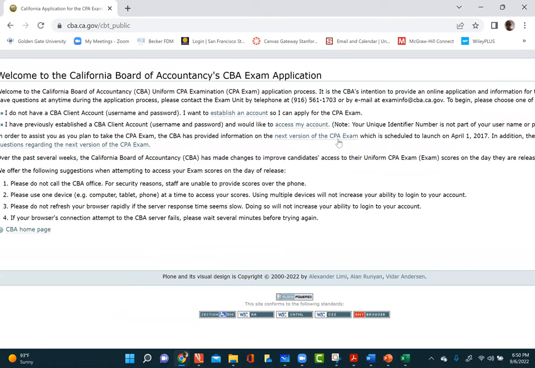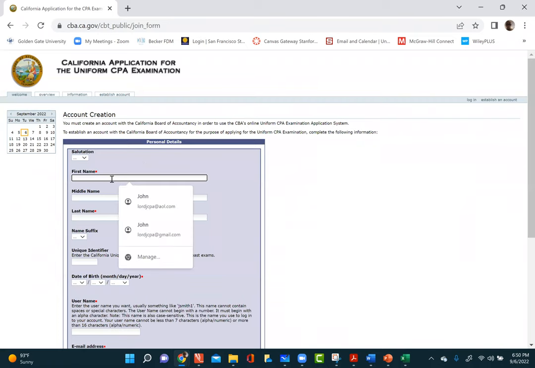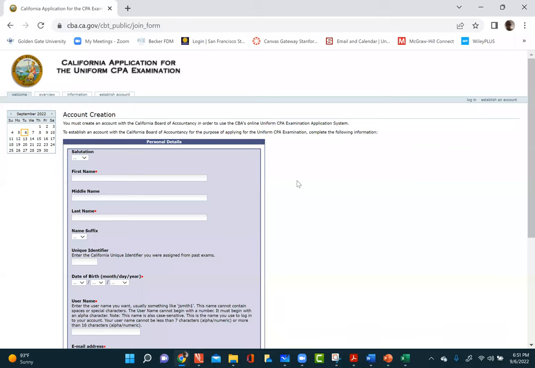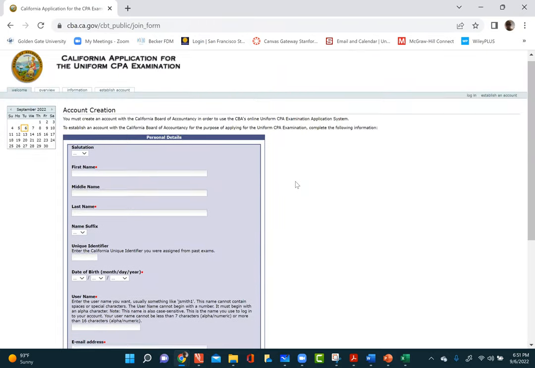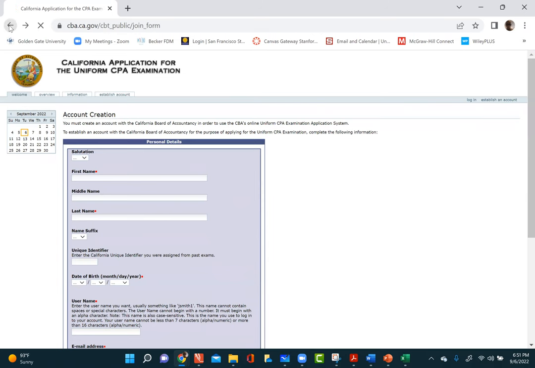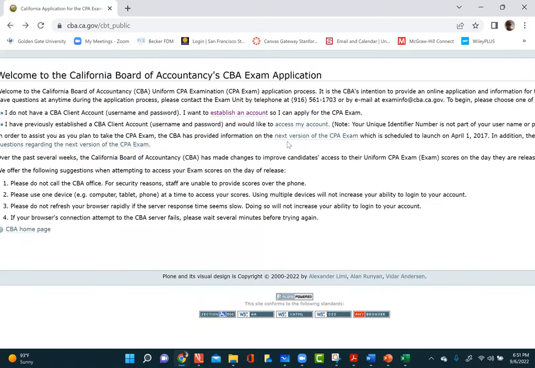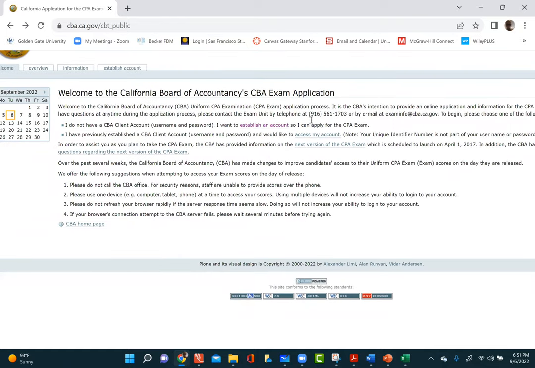If you haven't established an account yet, you're going to click on establish an account, and then you just provide them the information. Use the email that you know you will be looking at a year from now, because this is how they're going to tell you what your scores are and everything else. Don't give them an email that you're using today and then tomorrow you change it, because then they're not going to be able to find you for a lot of important things. So you establish the account, and then they'll send you an email with a temporary password.